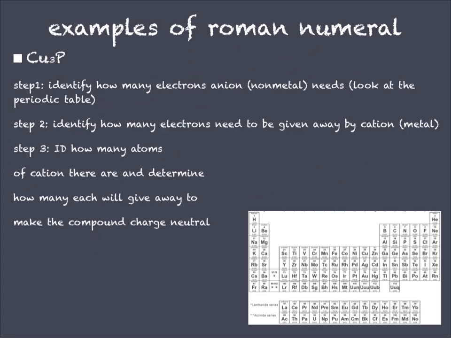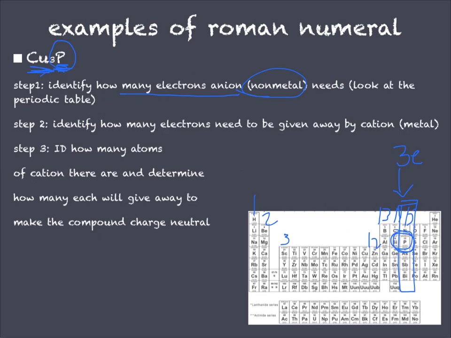So for example, if I have 3 of the copper atoms bonded with 1 atom of phosphorus, first I need to identify how many electrons the nonmetal needs. So in this case, it's phosphorus. I look at phosphorus and I find it in the periodic table. I skip over 3 to 12 and count 13, 14, 15. I see that it's in group 15. So in order for me to have 8 valence electrons, I need 3 more. So I've identified how many it needs. This phosphorus needs 3 electrons.